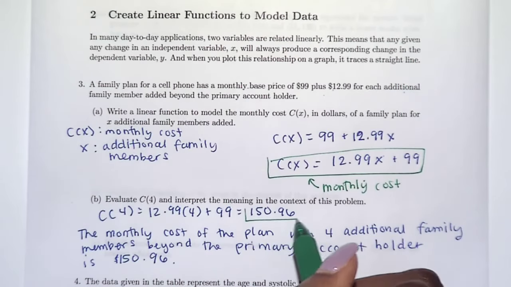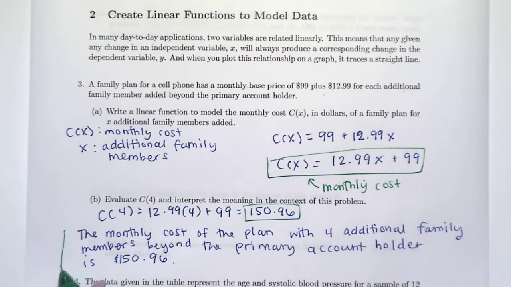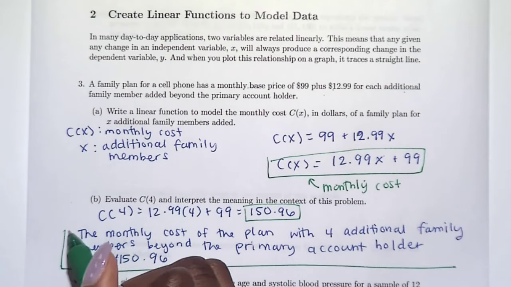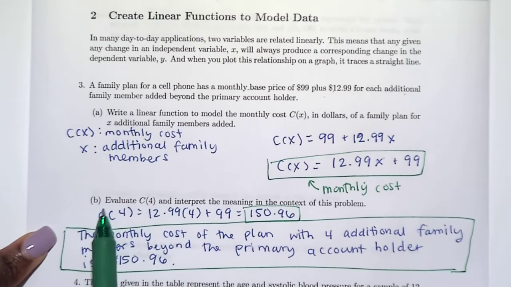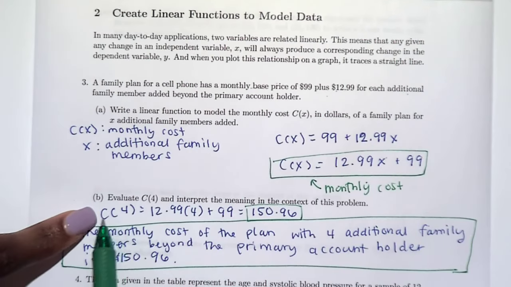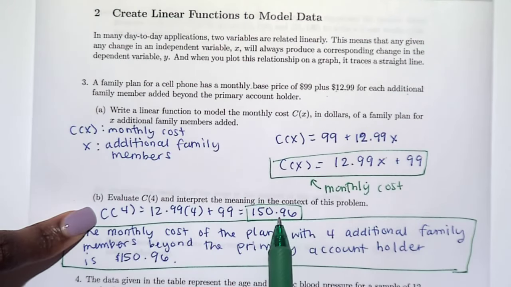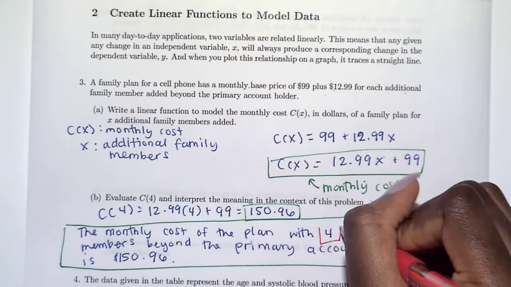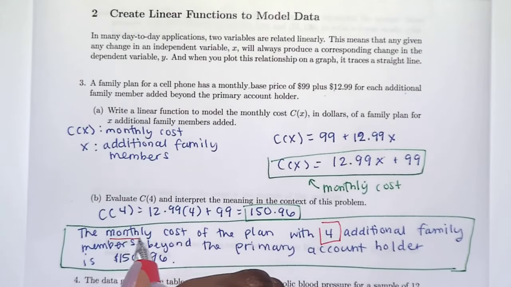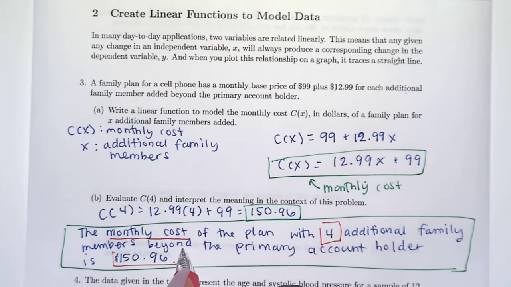So we evaluated C of 4 and we interpreted its meaning. This sentence tells us exactly what the 4 means, what C of 4 means, and what it is. So maybe this is important: the important pieces of the sentence. All right.